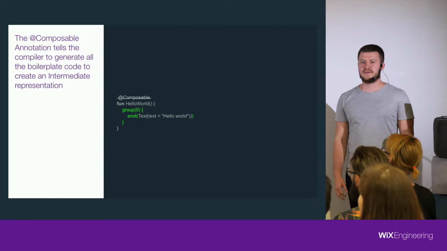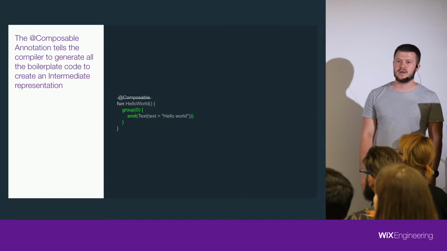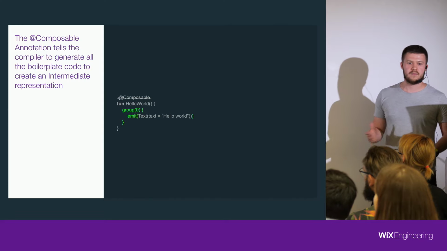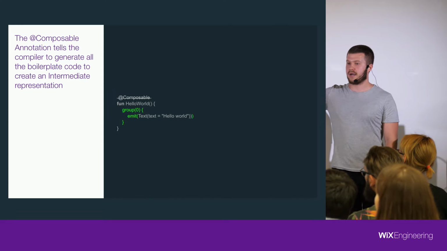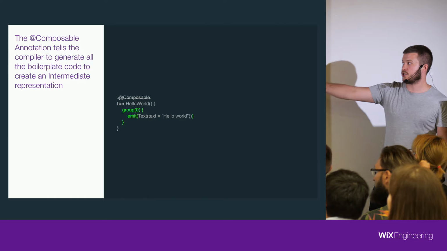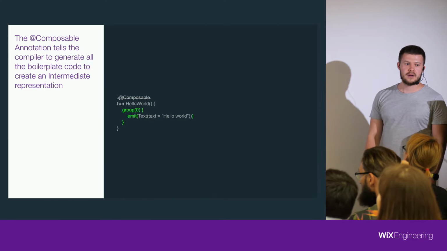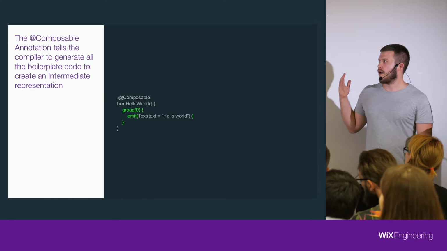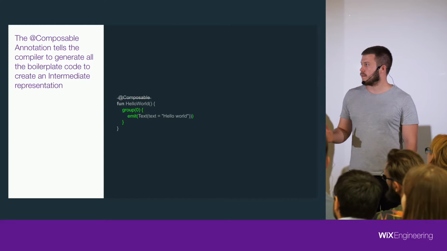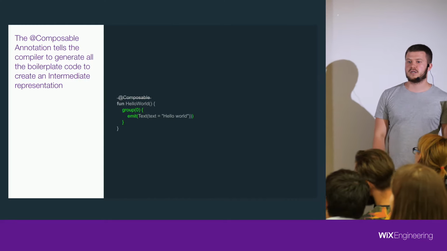Let's go deeper and understand how it works, how they built this kind of framework. When we have a Composable annotation, it tells the compiler to generate boilerplate code to create an intermediate representation.